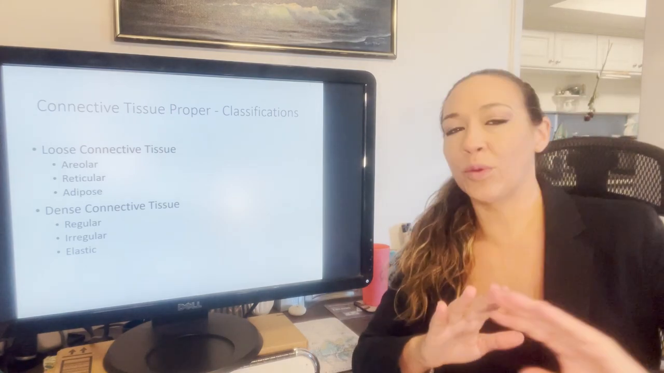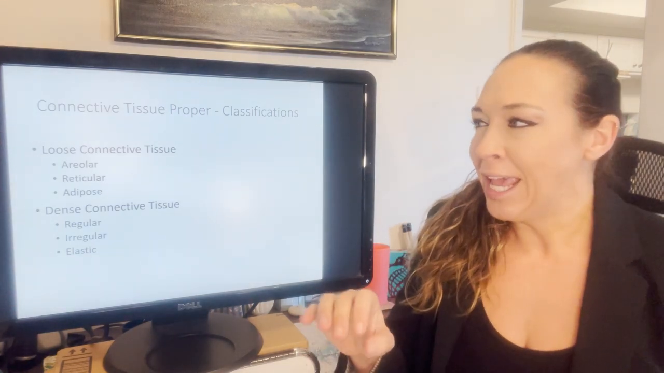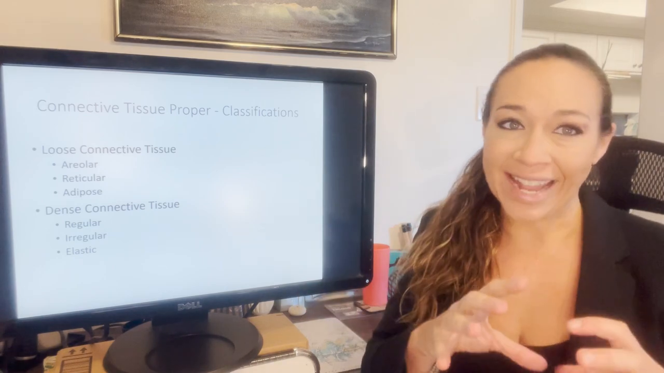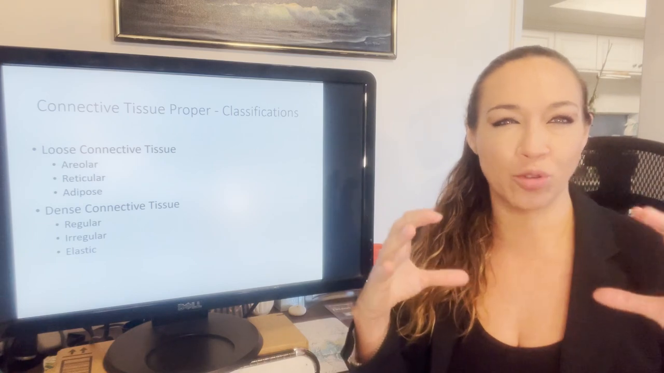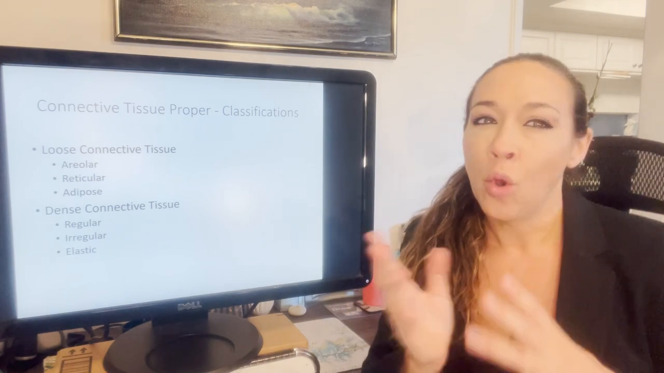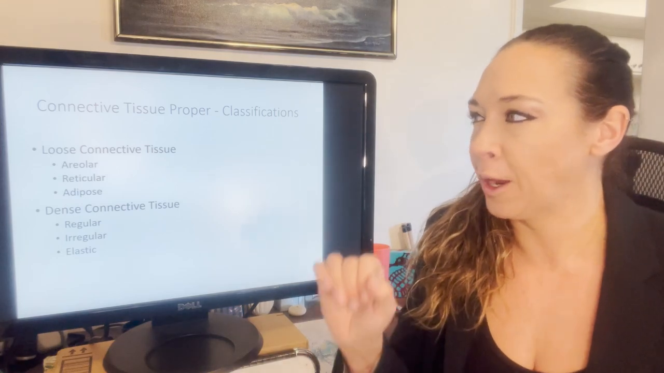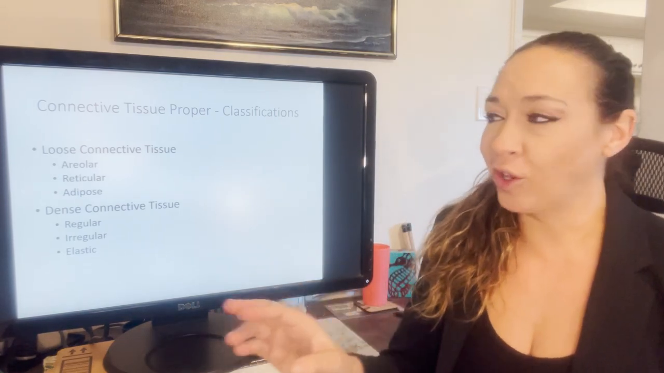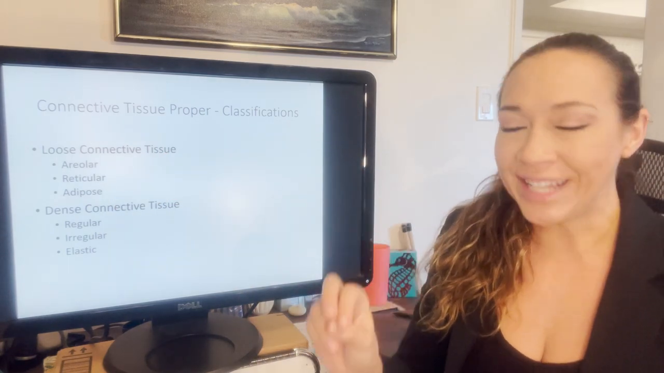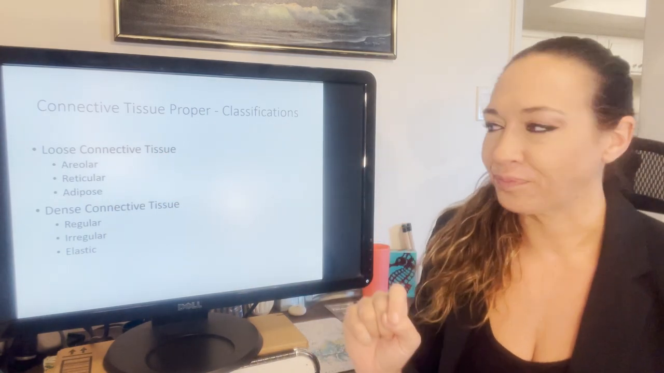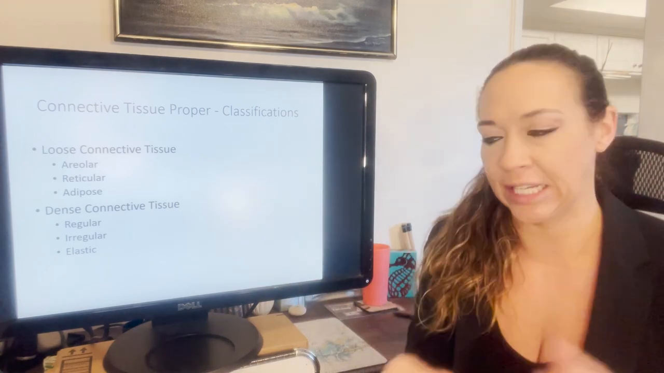All right, let's start with our proper connective tissues, right? The OG connective tissues. Now, there are two different types that I talked about, the dense and the loose, right? So the loose is going to have a lot more of that inner matrix space in between the cells, whereas your dense is really going to be kind of packed, and we're going to see what those are in just a second. Now, the categories do include, for the loose connective tissues, areolar, reticular, and adipose. For the dense connective tissues, we just have regular, irregular, and then elastic.